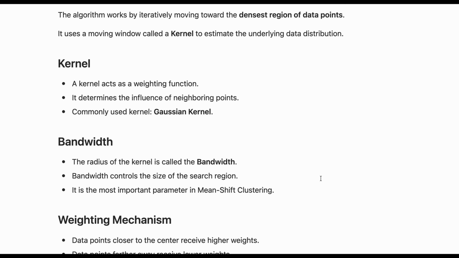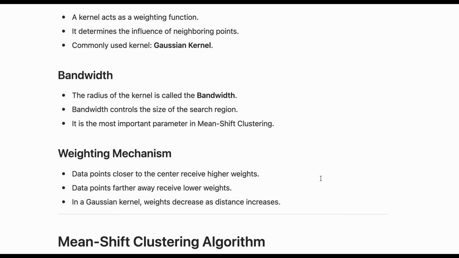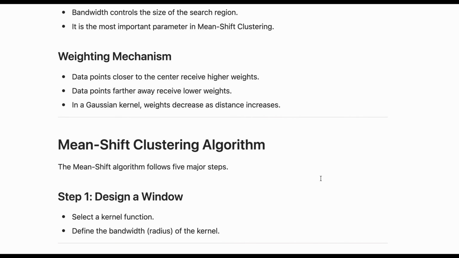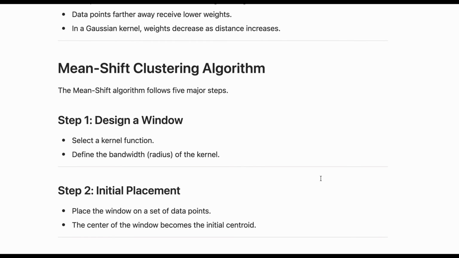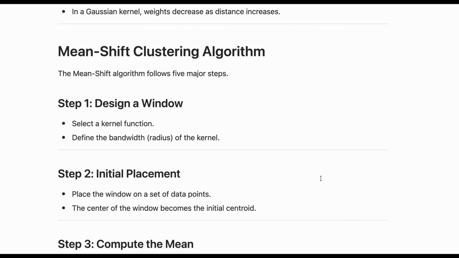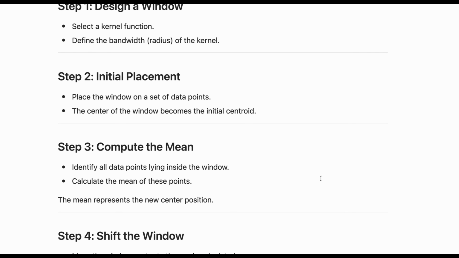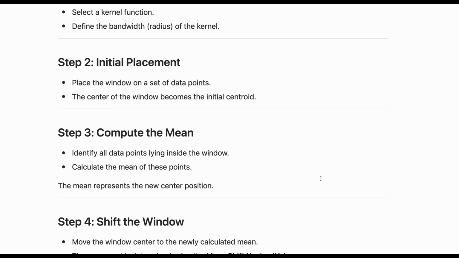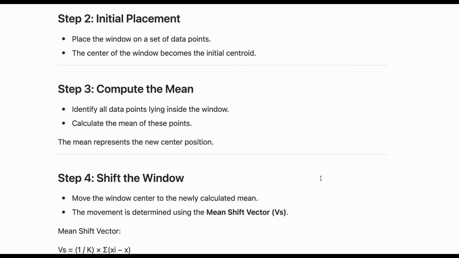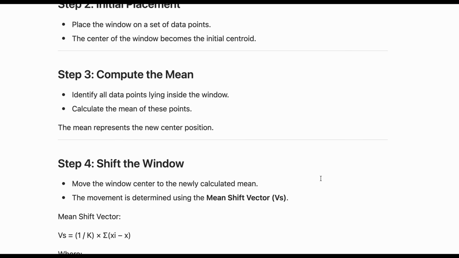Now let's see the steps of the mean shift algorithm. Step 1 is design the window, where we select a kernel function and define its bandwidth. And then we initialize placement, where we place the window on the dataset. The center of this window becomes the initial centroid. Now step 3 is compute the mean, means find all the data points inside the window and calculate their mean. And then step 4, which is shift the window.